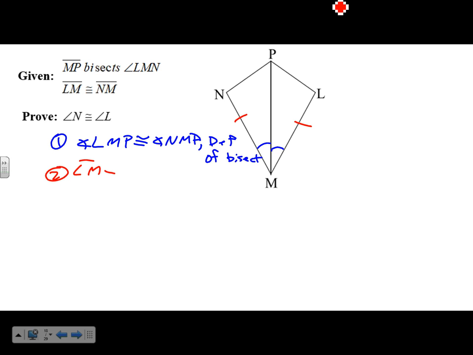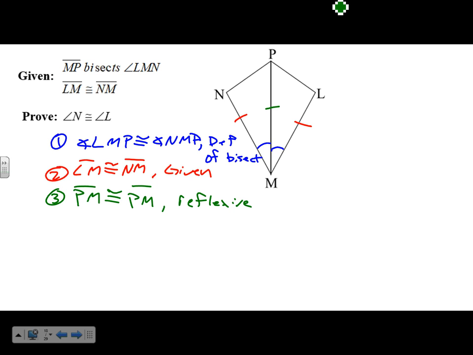Since it's a given, again, this is an informal proof that we're still sticking with. So if you don't want to put that, it's okay, but you will get some points for that. And lastly, I know PM is congruent to itself. PM is congruent to PM. And I know that because of the reflexive property.